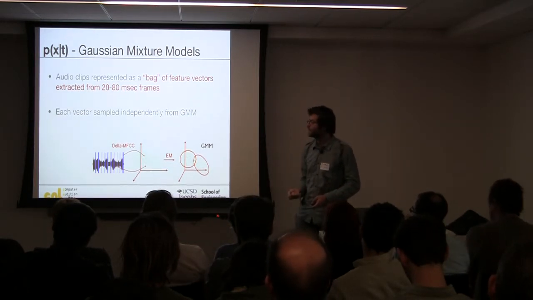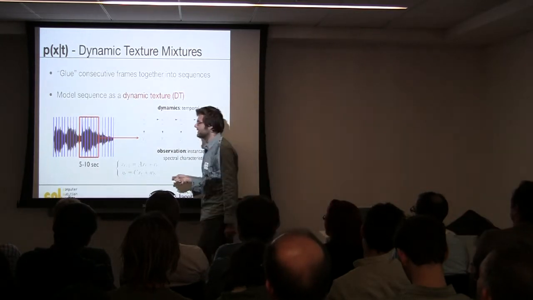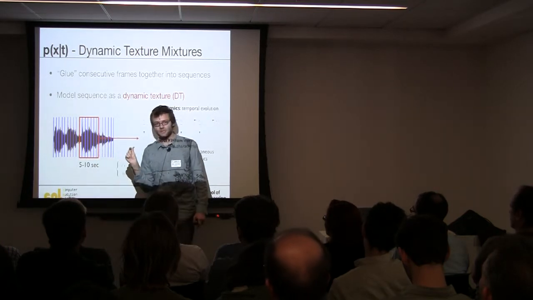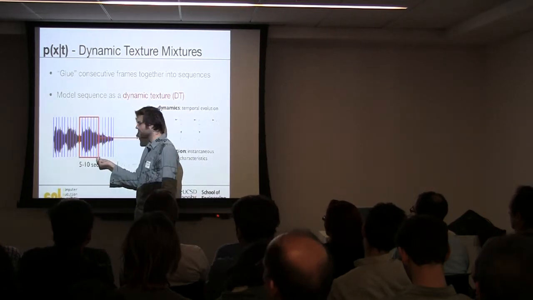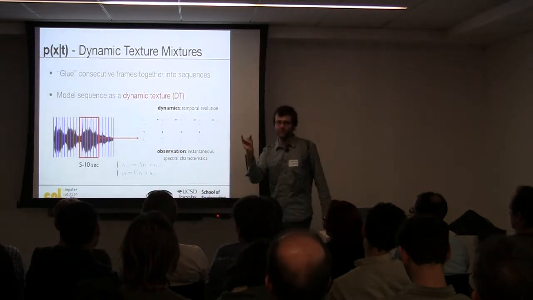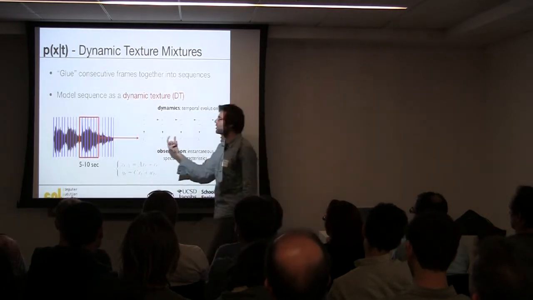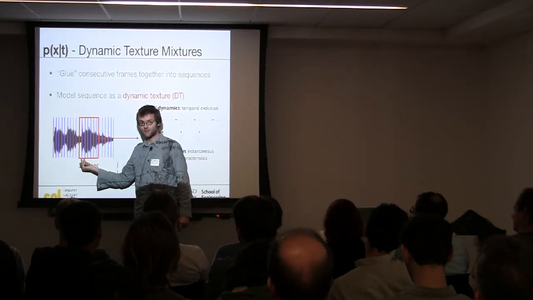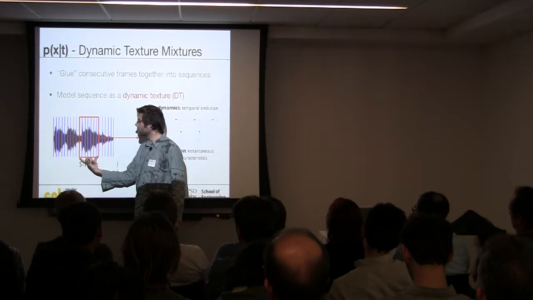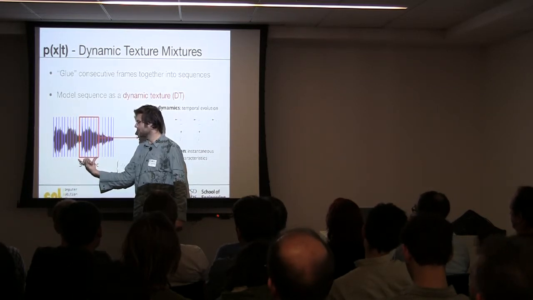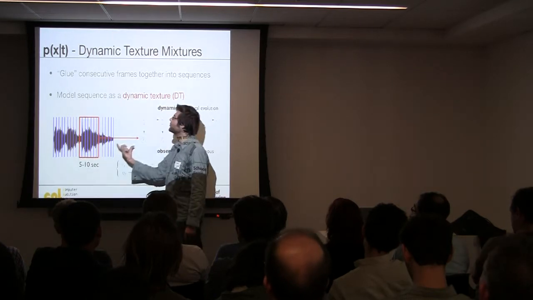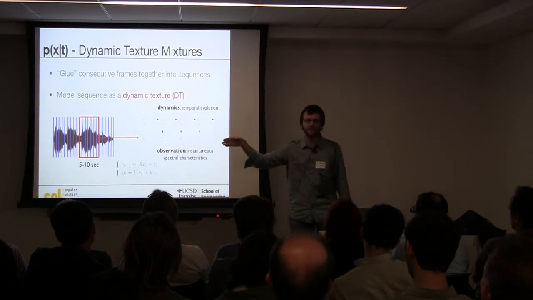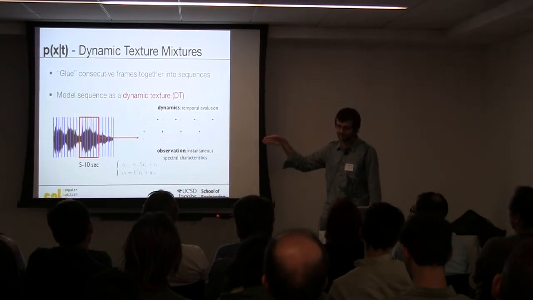So how do we deal with that? Well, one of the ways is saying, instead of building models that just look at these 50 millisecond segments, I'm going to glue, let's say, 200 of those together into a 10-second chunk of music, and build a statistical model of this 10-second chunk rather than these 50 millisecond segments. Now, how do we do this? One way you could do this is by modeling this 10-second chunk as a sample from a temporal model, for example, a dynamic texture model, also called Kalman filter, or linear dynamic system.